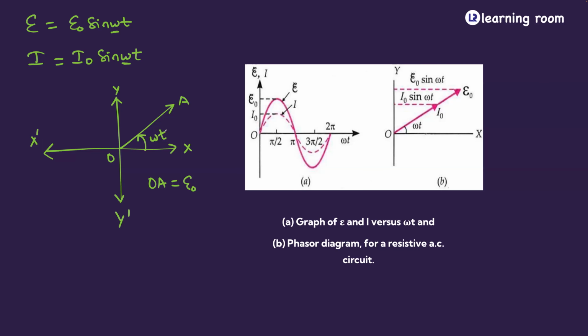Now, if you look at the expression of I, what does it state? I is equal to I naught sine omega t. So for I, I will use another color. Listen.